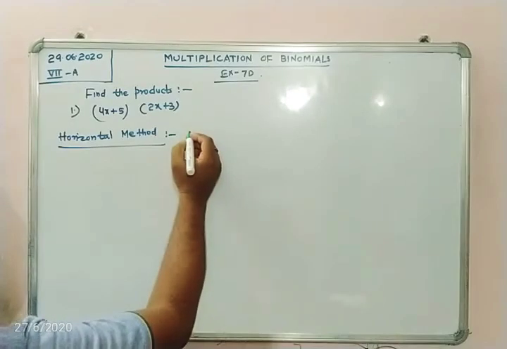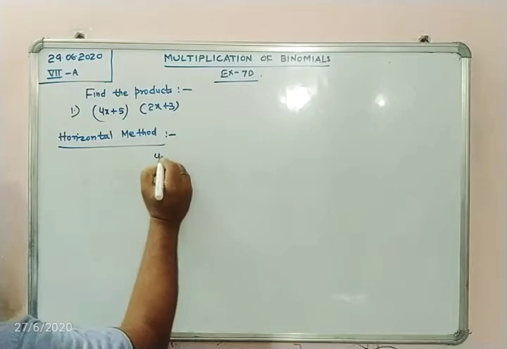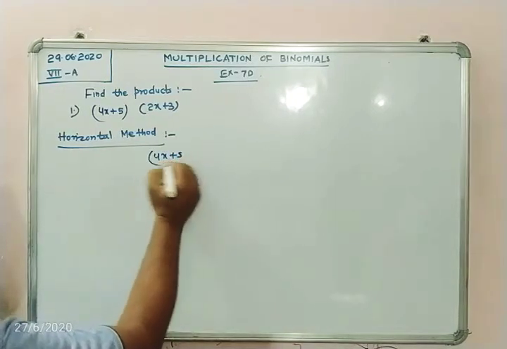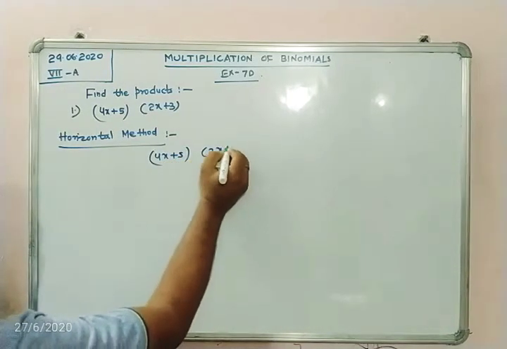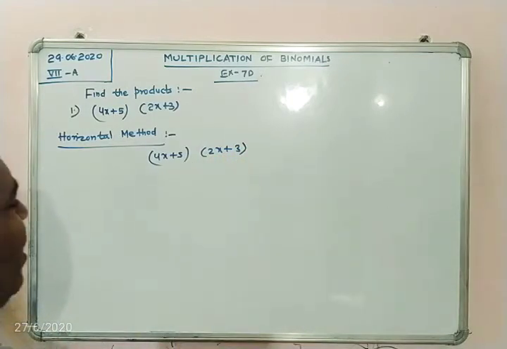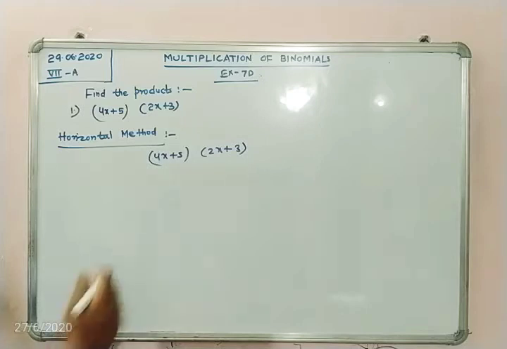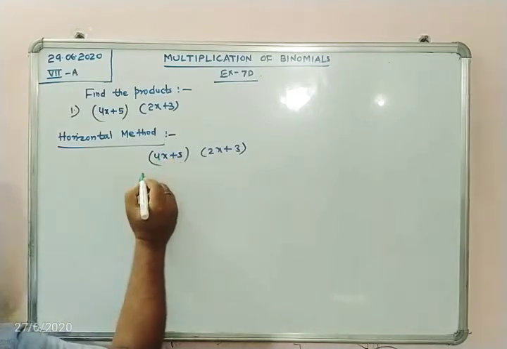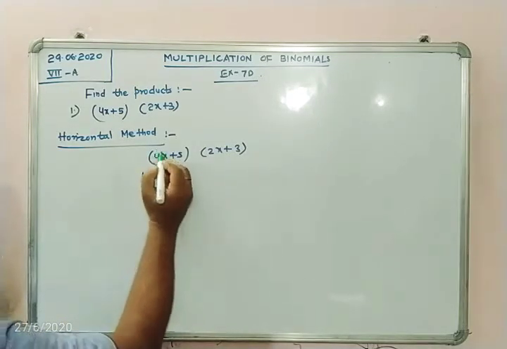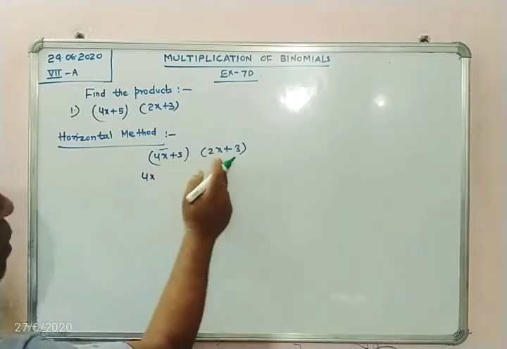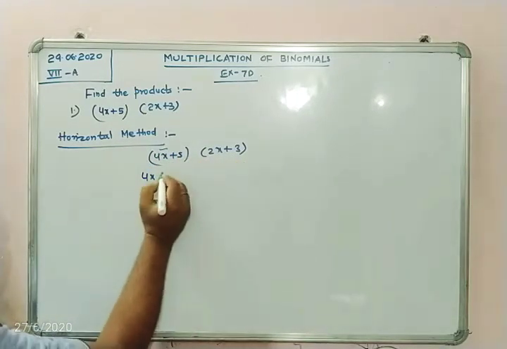Where we use the distributive property. Okay, so students, (4x + 5)(2x + 3). This is the multiplication that we are expecting to perform here. So first of all, I am going to write 4x, only this 4x will be multiplied with this whole of 2x + 3.